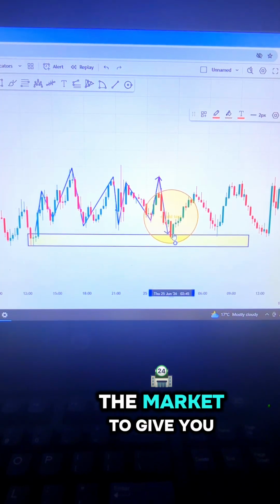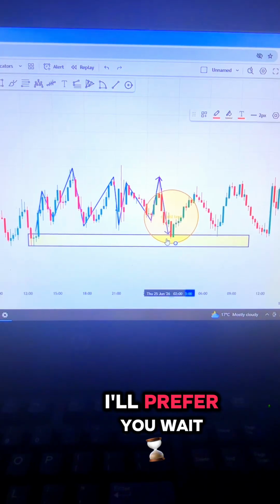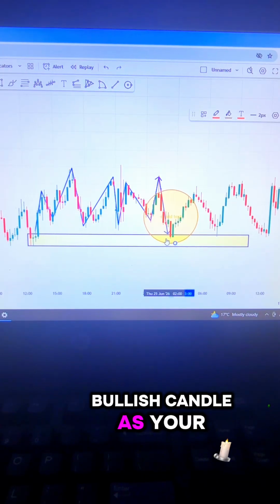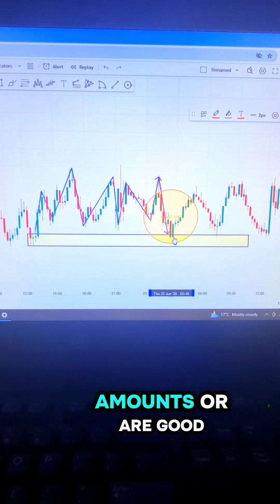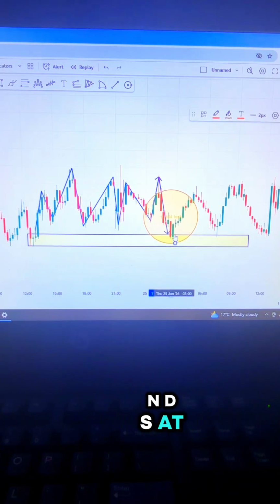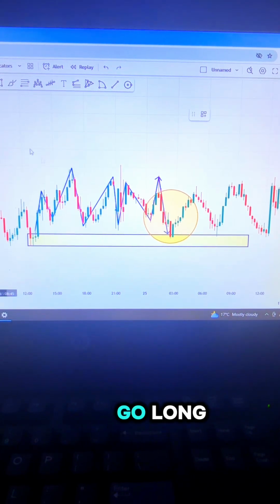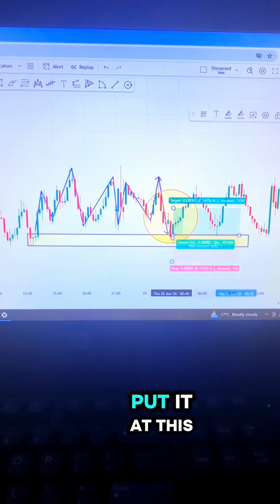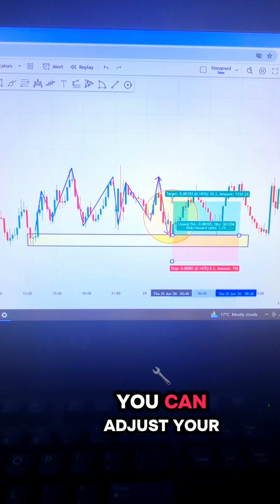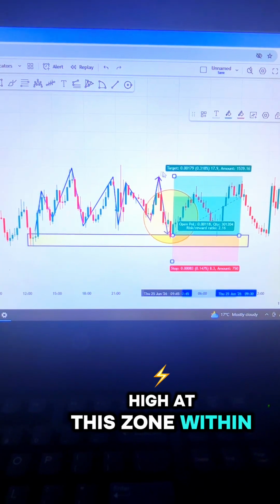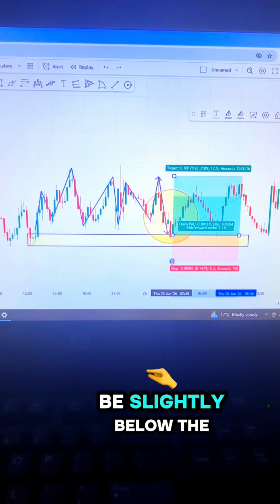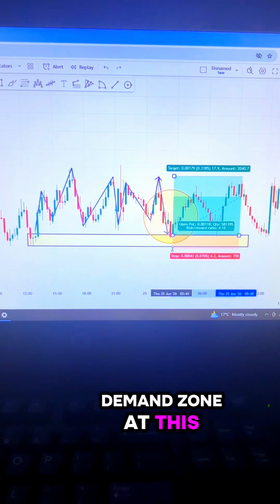So it taps into this zone, and you wait for the market to give you a confirmation. I prefer you wait for a green bullish candle as your confirmation. Yeah, you might take your entries here as well. If you're good on capital, you might take your entries at this zone. So from that area you go long. Take your long tool and put it at this zone. You can adjust your TP up to the previous swing high, which is at this zone. Stop loss has to be slightly below the demand zone.